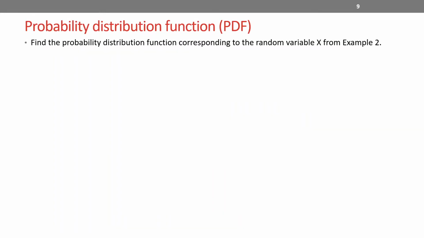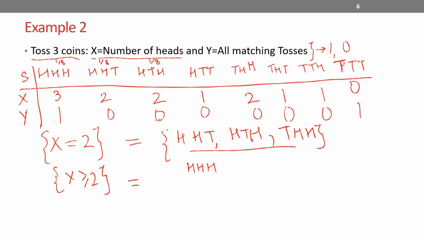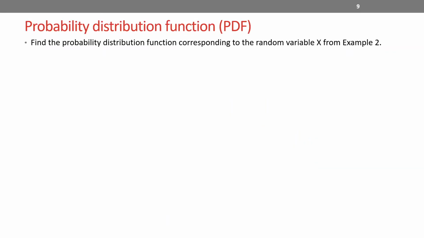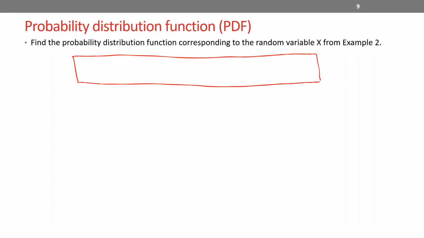Okay, find the probability distribution function corresponding to the random variable x from example 2. Let's quickly look at what example 2 was. Here is example 2, right? Tossing 3 coins, x is the number of heads, right? So we are supposed to find the probability distribution function, or in short, it's also called PDF, right, for this experiment. One really easy way of doing that is to tabulate all possible values that x can take, and then all possible probability values for each of x. And this is going to be the entire probability function, right? For x, and this will be probability x over all possible values of x.